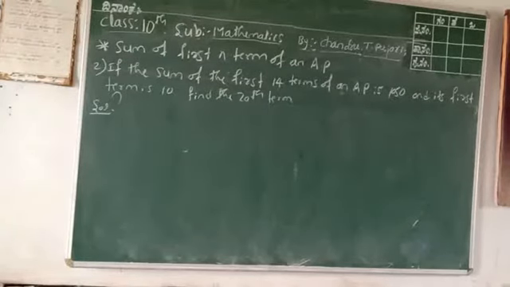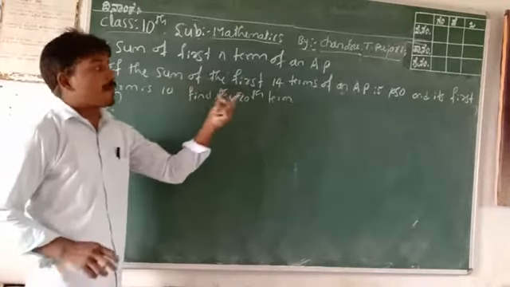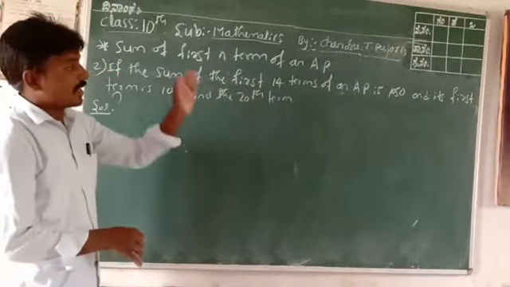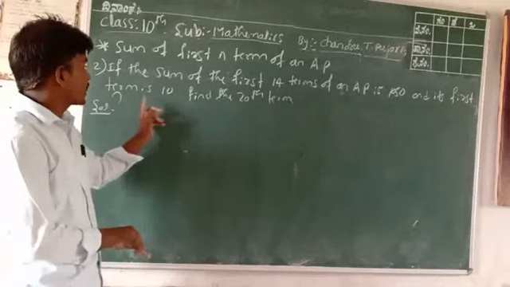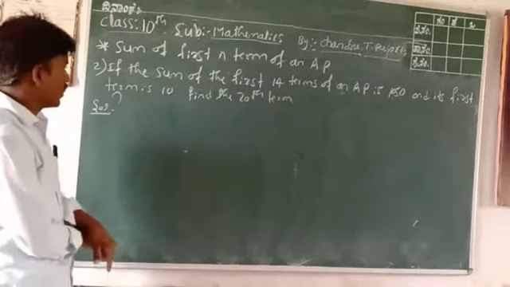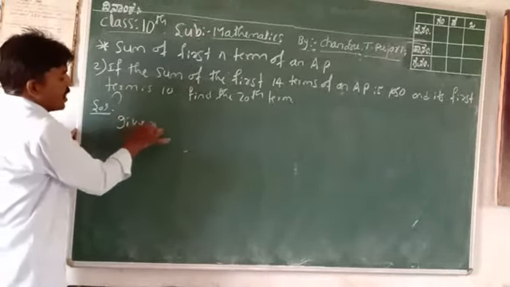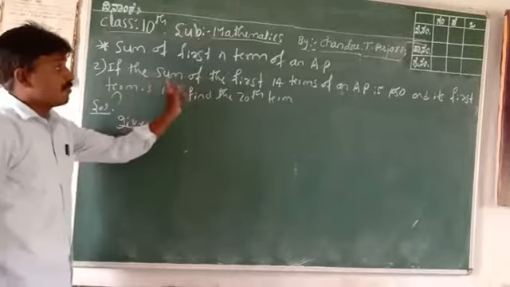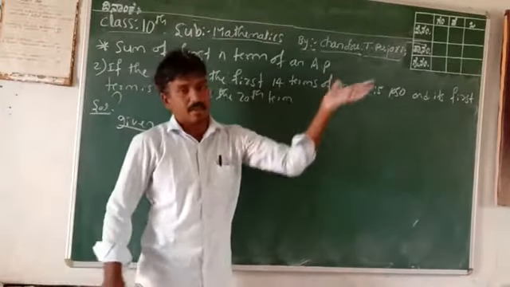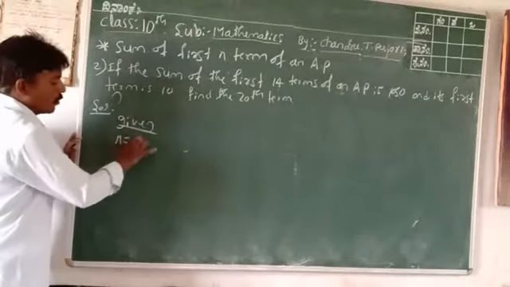Check your second example. Second one: the sum of the first 14 terms of an AP is given, and the first term A is given, that is 10. Find the 20th term. Therefore, in the question, first of all you write the given. The sum of first 14 terms means N is equal to 14.